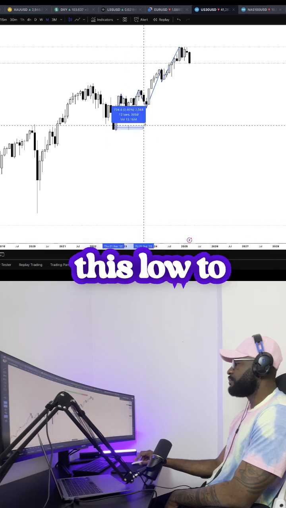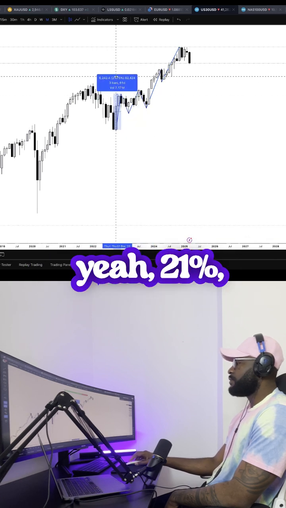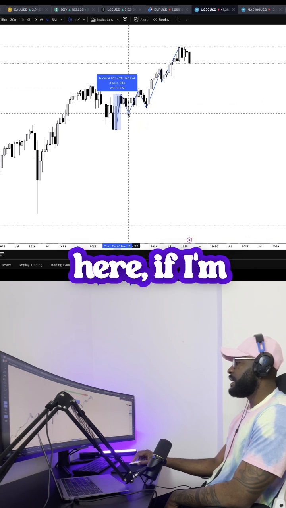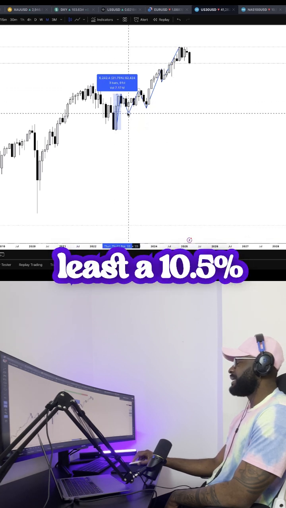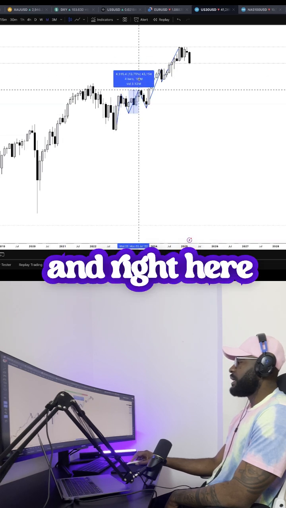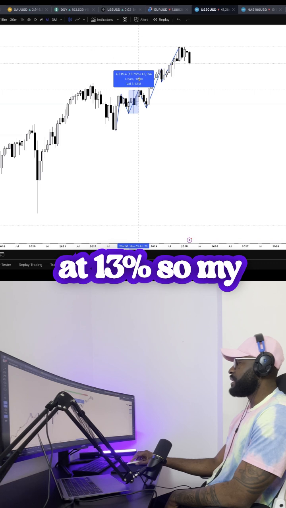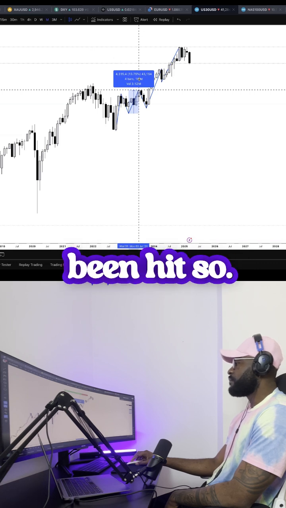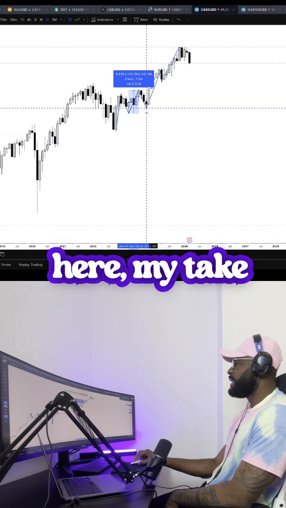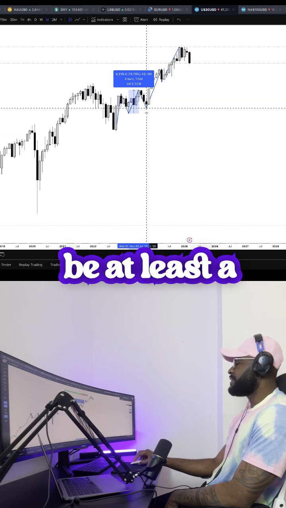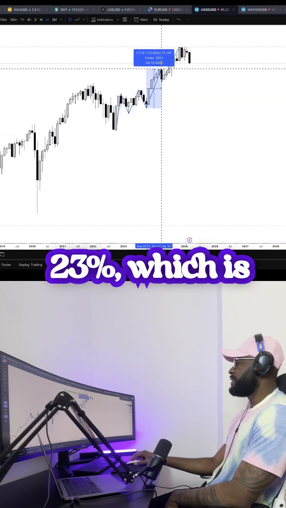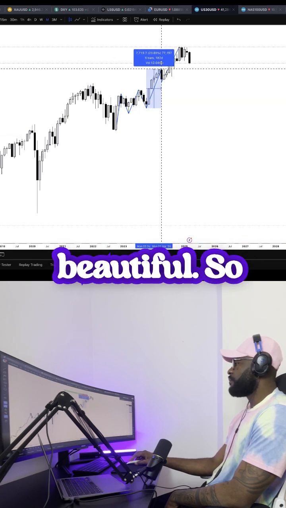If you're measuring from this low to this high, this is 21%. So price coming down here, if I'm buying, I'm looking for at least a 10.5% take profit. And right here, it delivered a 13%. So my take profit would have been hit. So 13.7%, if I'm buying from here, my take profit would be at least a 6.5%. Finally ended up delivering a 23%, which is incredible, beautiful.